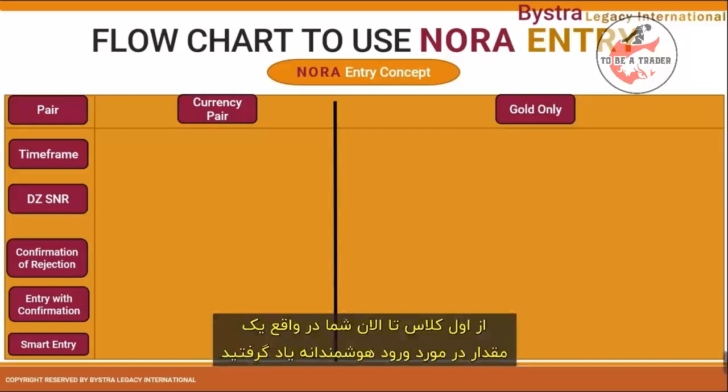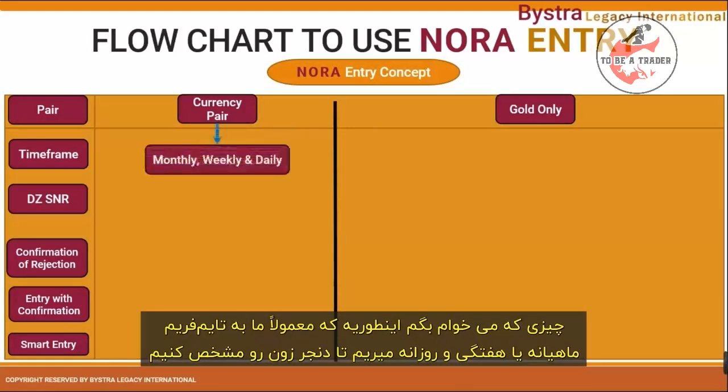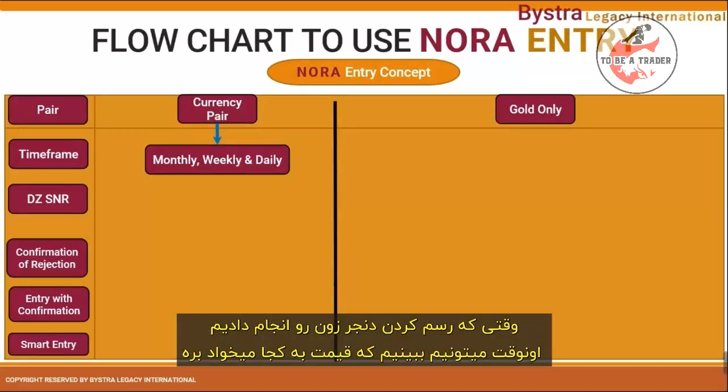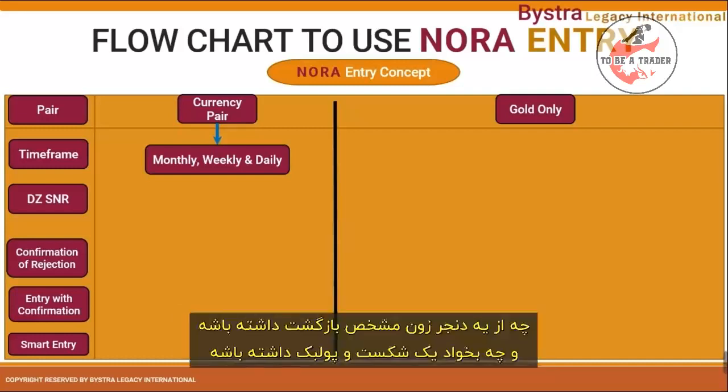So from the beginning of the class up to now, you have already learned a little bit about smart entry. So what I'm saying is like this. Normally we will go to the monthly, weekly and daily time frame to mark the danger zone SNR. The reason is because we want to know the direction of the price. When we have our danger zone marking, then we can see where the price is heading, whether they reject a certain SNR or they do a breakout and pull back.